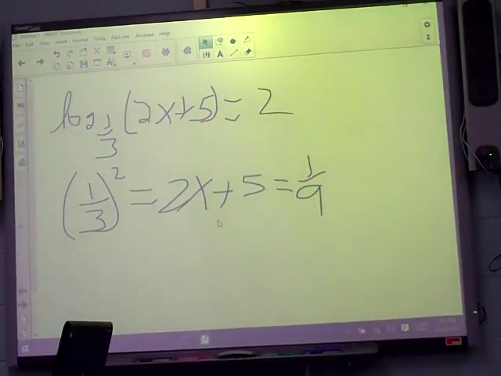Now I'm trying to get the x all by itself. What would my first step after that be to get the x all by itself? Add 5. Close. Or subtract 5. Subtract that 5. Good job.